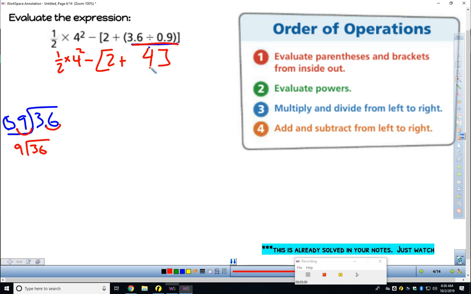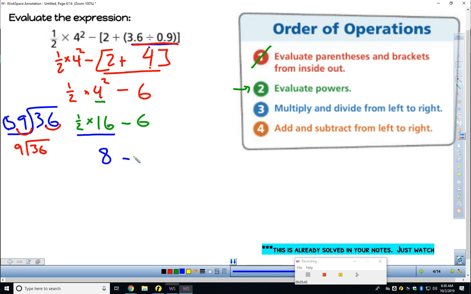I still have numbers inside of a group, so I have to evaluate that. And then everything else gets copied down the exact same. I no longer have groups. I do have an exponent. 4 to the second power doesn't mean 4 times 2. It does mean 4 times 4, which is 16. And everything else gets copied down. Before I can subtract, I have to take half of 16. 1/2 times 16 would give me 8. And then finally, 8 minus 6 is 2.